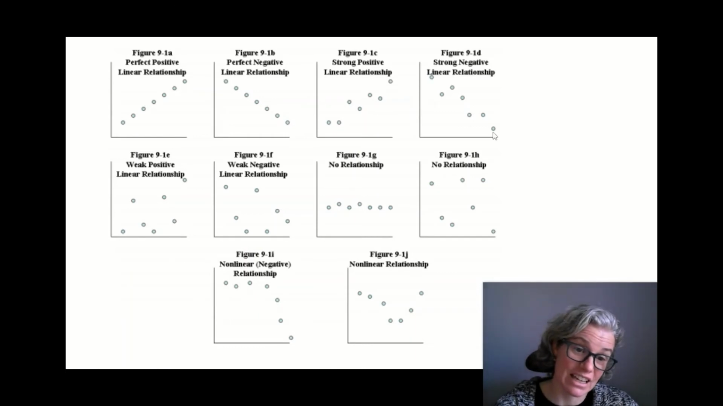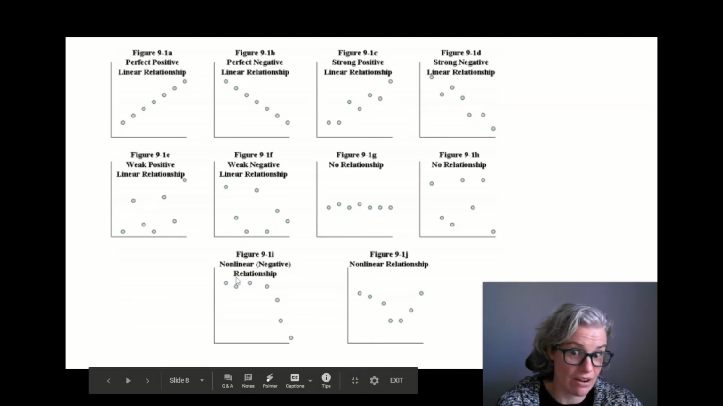Here's a negative linear relationship. Weak positive, because if you were to draw a best fit line, it would look like that, but the data points don't really fall along that line. Okay, here's no relationship. Here's another way that you could have no relationship. Here you could have a non-linear relationship, meaning there's a pattern, but it's not a line. Same thing here, non-linear, but it is a pattern.